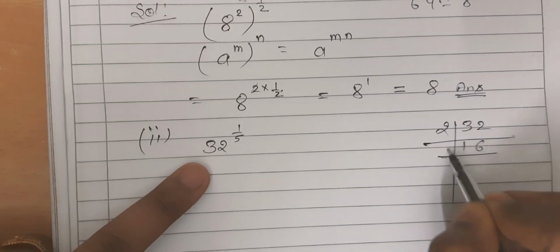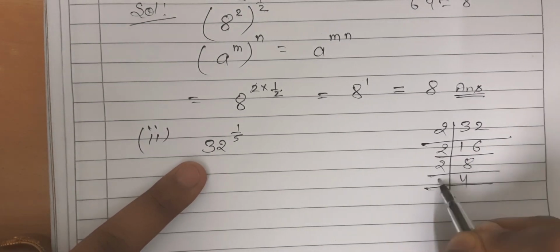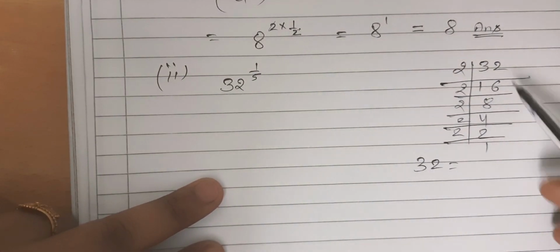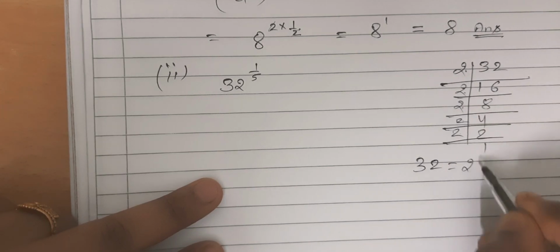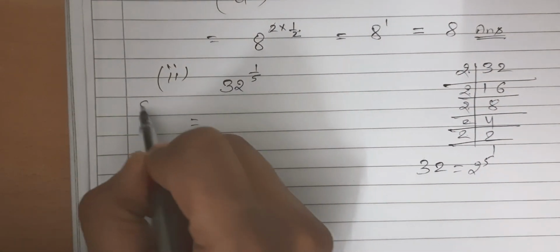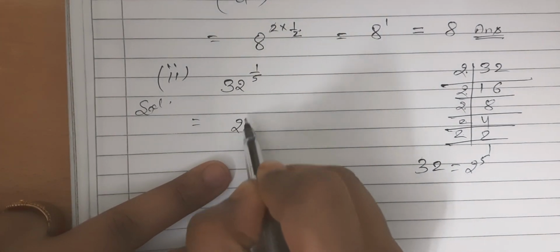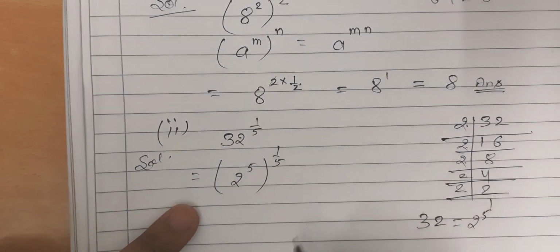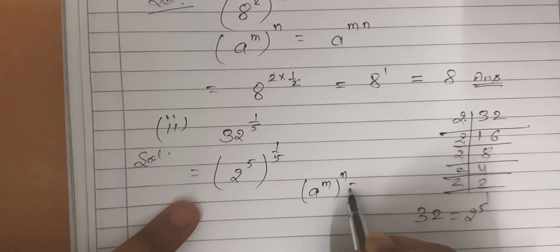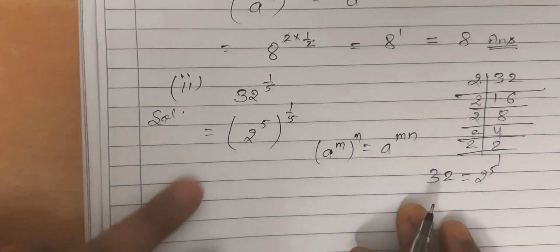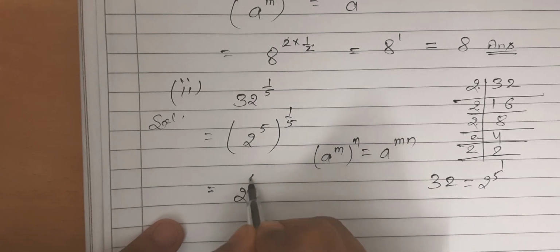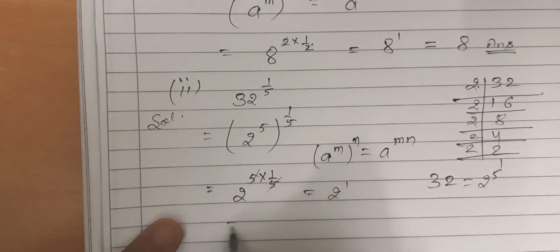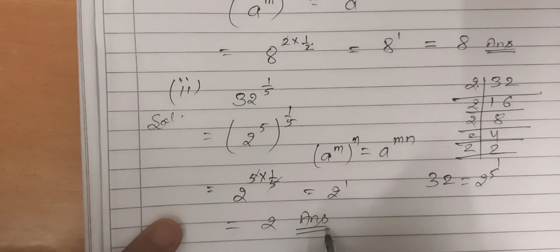We'll use the prime factorization method. 2 1s are 2, 2 2s are 4, 2 4s are 8, 2 8s are 16, 2 16s are 32. So this 32 can be written as 2 raised to the power 5, and this is raised to the power 1 by 5. Again by using the same law of exponents, a raised to the power m raised to the power n is equal to a raised to the power mn, we'll use this law here. So 2 raised to the power 5 multiplied by 1 by 5, and 5 and 5 will cancel out. So 2 raised to the power 1, it means 2. So the answer is 2.